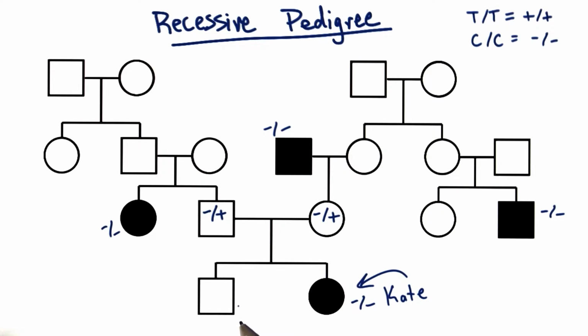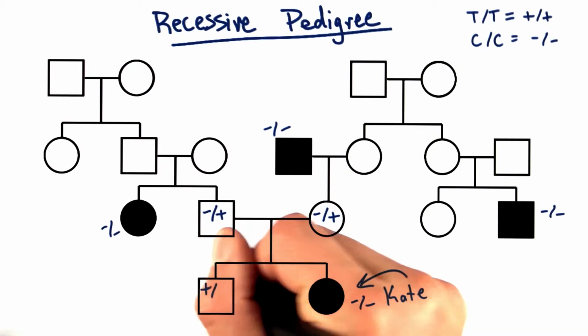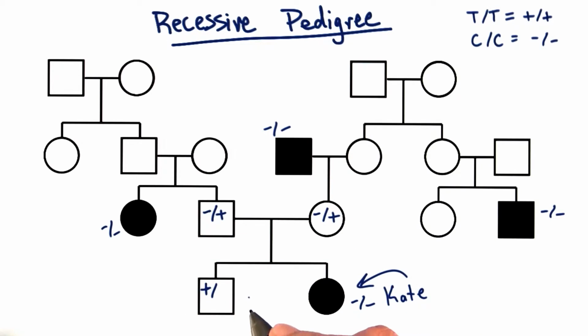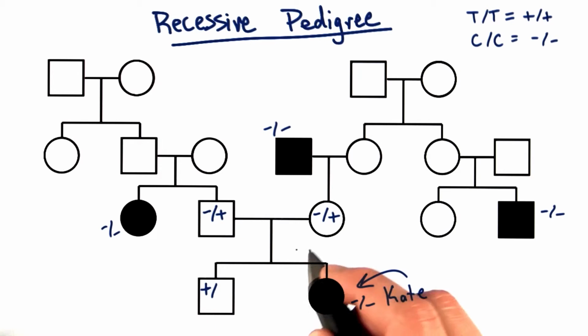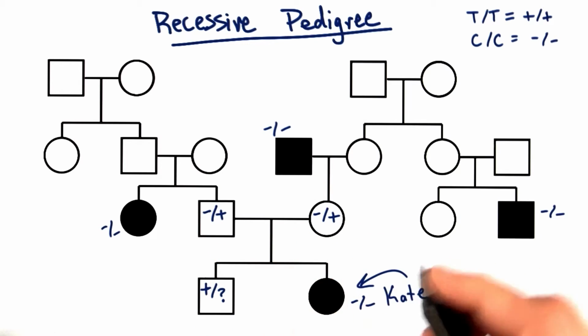But now let's look at her brother. We know her brother's not affected, so he could be either plus plus or plus minus. And actually the problem here is all we know is that he has one plus. He could be plus plus, right? He could have gotten a plus from each parent, or he could have gotten a plus from one parent and a minus from another parent. We don't know. So that's actually still an unknown variable for us right now. It's something we can't determine from the pedigree. This is one of our limits.